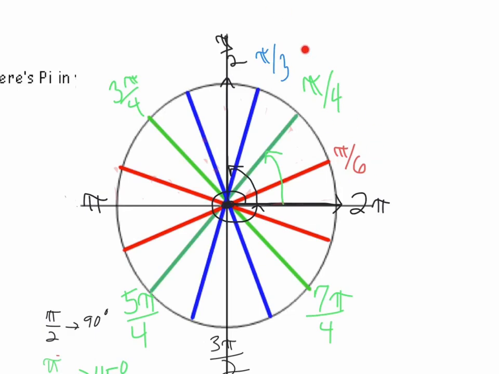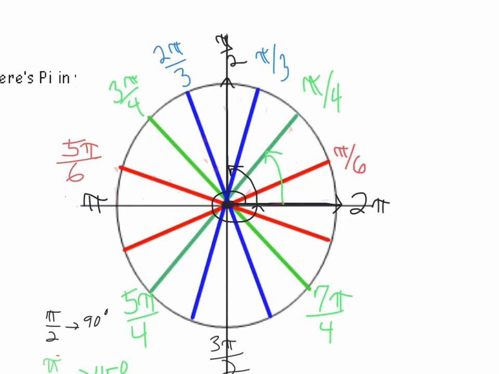1 pi over 6, 2 pi over 6, 3 pi over 6, 4 pi over 6 is 2 pi over 3. So that was 4 pi over 6. 5 pi over 6 isn't going to reduce. And then 6 pi over 6 is just pi.